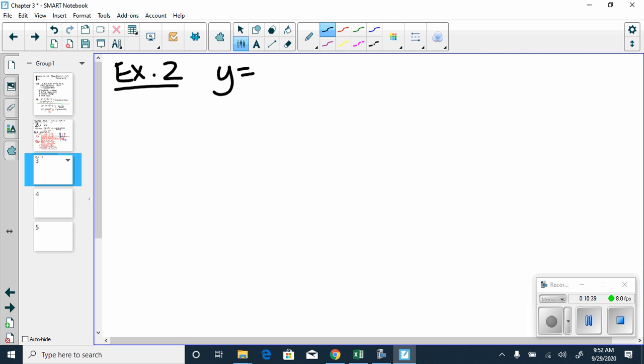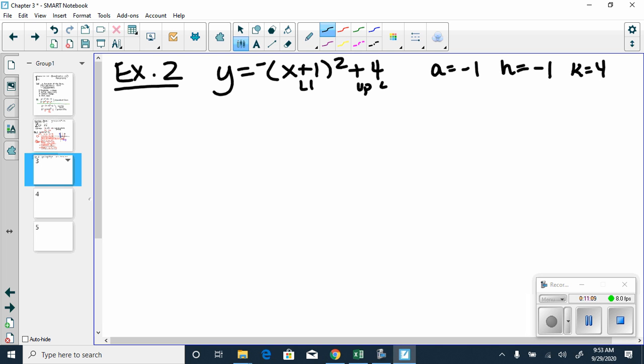Okay, so y equals negative (x plus 1) squared plus 4. Okay, so again, it's in vertex form. How do I know that? There's parentheses. A is -1, H is -1 also, and K is 4. And remember, the shift here was left 1 and up 4. So that's why that H is negative. So it does follow the actual phase shift.